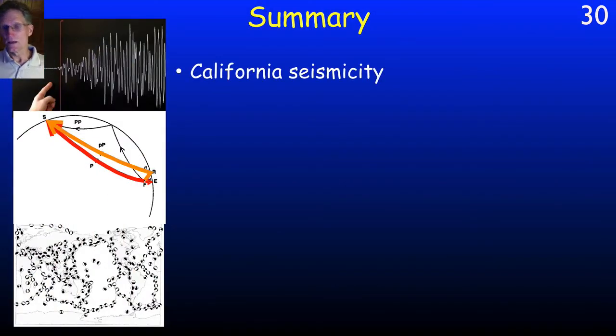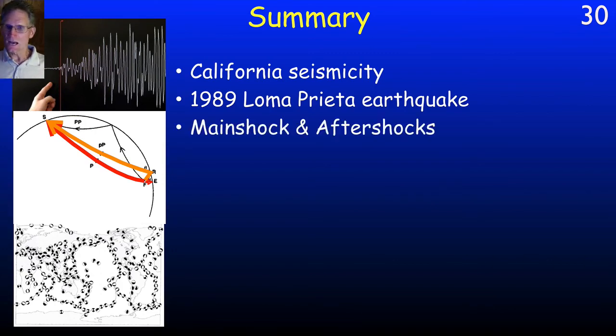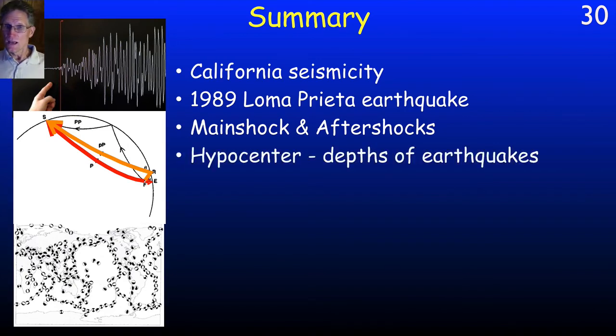So let's summarize. Today, we used an example from California earthquakes, California seismicity. In particular, we examined the 1989 Loma Prieta earthquake as a case study for examining the distribution, the location of the main shock, and the distribution of the aftershocks. And we used that to discuss the hypocenter, the earthquake location at depth, down within the earth, and we want to make sure we distinguish it from the epicenter, the surface projection of that earthquake location.